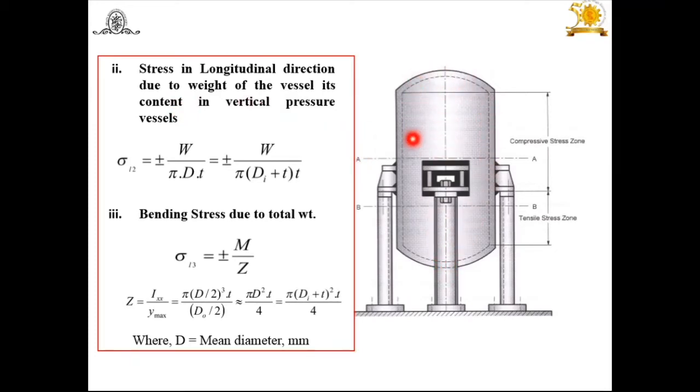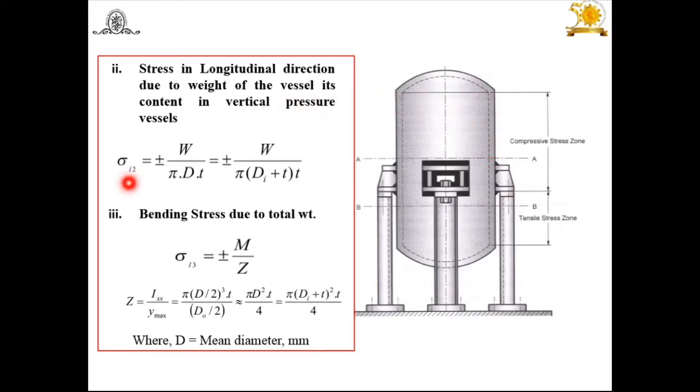If it is filled with some liquid or gases, its weight acts up to these points. You will find here one line is drawn. Above this line B, it is subjected to a compressive stress zone, and below B, where the supports are fitted to this vertical vessel, you will find the bottom part is subjected to tensile stresses and the upper part is compressive. Compressive because of the load as well as the weight of the pressure vessel.